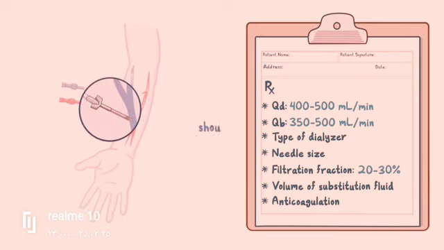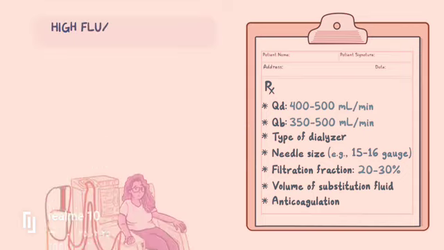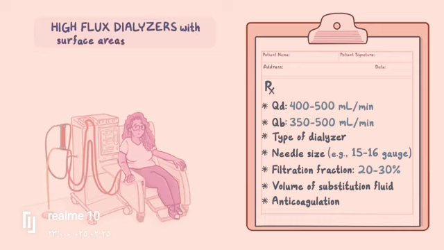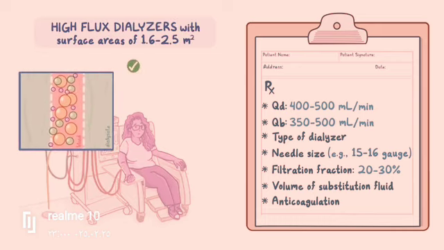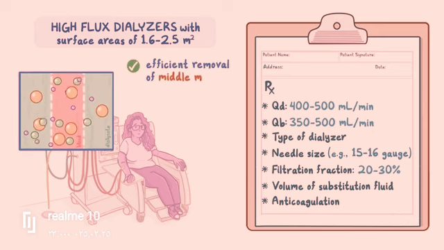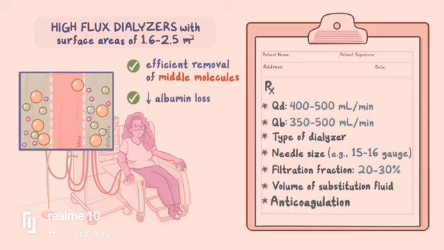Needle size should match QB, and 15 to 16 gauge have been used successfully in HDF treatments. High-flux dialyzers with surface areas of 1.6 to 2.5 meters squared can provide efficient removal of middle molecules while minimizing albumin loss. Anticoagulation usually involves heparin.